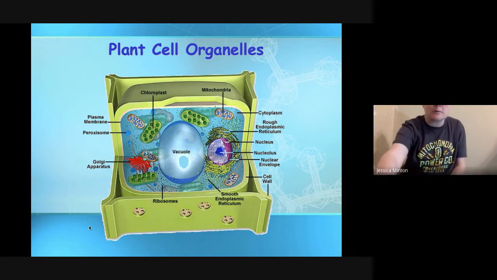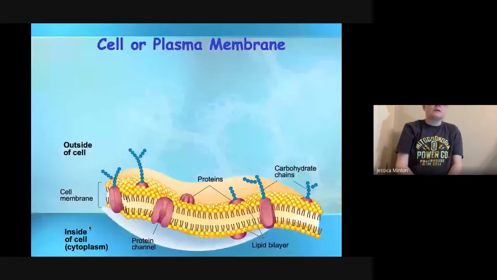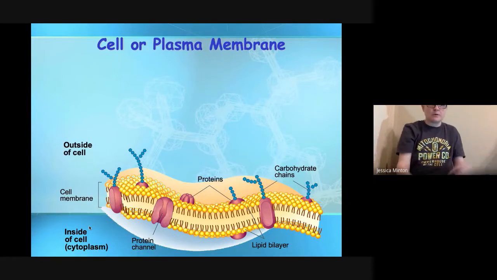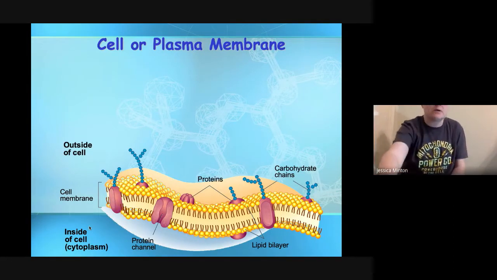And we're going to talk about those. So let's start at the outside of the cell and work our way in. So we have the plasma membrane, the cell membrane. It's also what's going to make up the nuclear membrane when we get into the cell and around those.